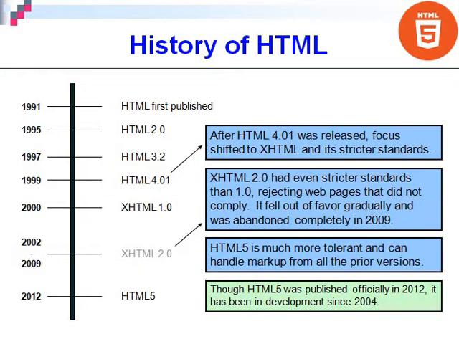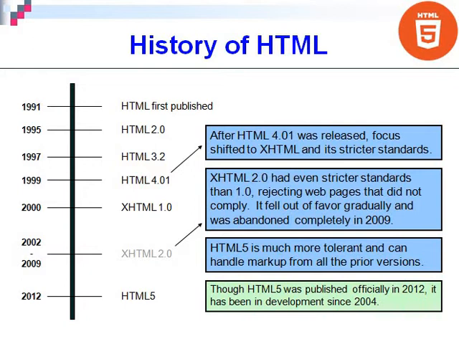From 2002 to 2009, that was the period of XHTML 2.0. And this XHTML had stricter standards than 1.0. It rejected web pages that did not comply, and it fell out of favor and was completely abandoned in 2009. HTML5, the latest version of HTML, was released in the year 2012, and it has been in development since 2004.